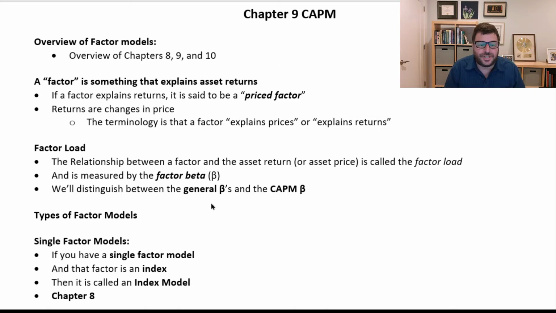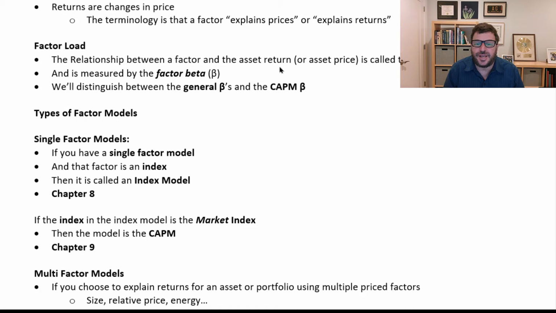The factor load is the relationship between the factor and the asset return or the asset price. And again, this is measured by the factor beta. In general, we'll distinguish between general betas, which is the second letter of the Greek alphabet and used to describe these linear relationships, these coefficients, and a specific application of factor models, which is the CAPM beta. Generally, if someone refers to beta and they don't qualify it, they usually mean the capital asset pricing model beta, as opposed to just the general use of any factor load, which would be betas in general.